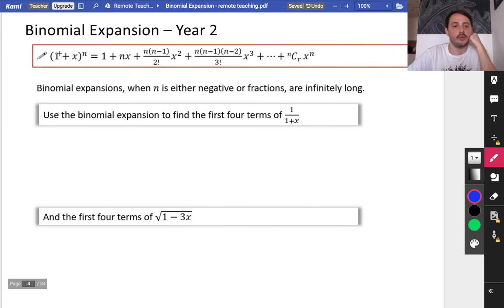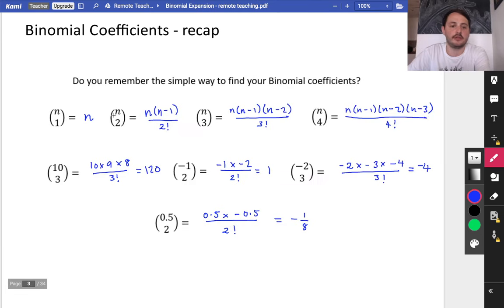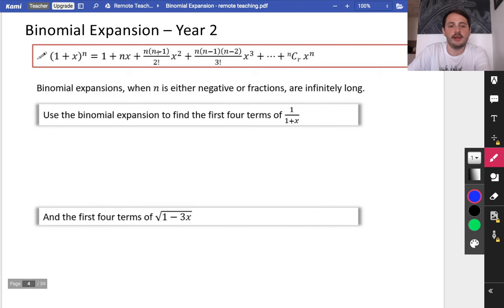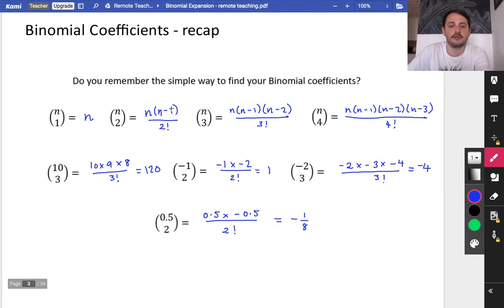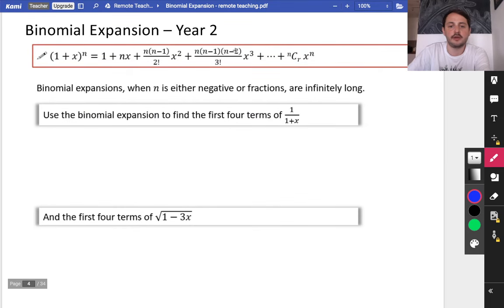We would say when it is (1 plus x) to the power of n, you just have 1 plus nx, and that's because the first coefficient is going to be an n, plus n(n minus 1) over 2 factorial x squared. That's because that's the next coefficient. Then n(n minus 1)(n minus 2) over 3 factorial x cubed. And that goes all the way to n choose r for x to the power of n. That just depends really on how far you're actually going in this expansion, okay?